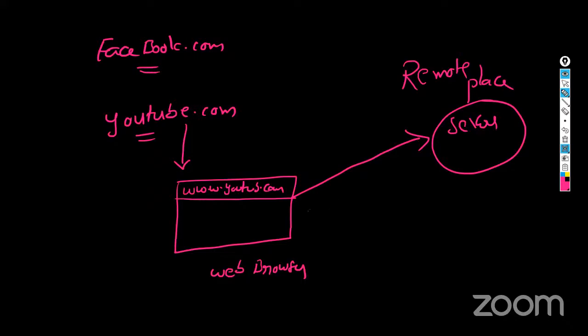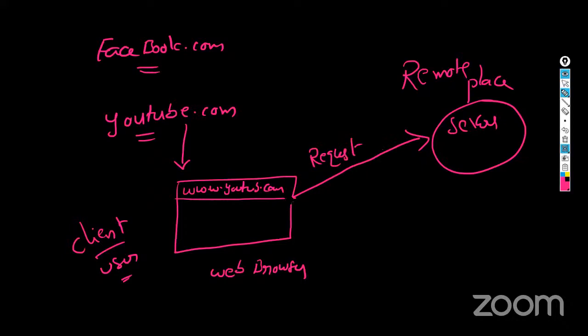Now what is my intention? This is my client application. Let us assume you are the client or the user. Now the user wants some data from youtube.com. What is the situation here? The youtube.com is not available inside the user's system. It is available in some remote place that you can call a server. Now what is my intention? I want to pick the data from this remote server. For that I am sending some request.